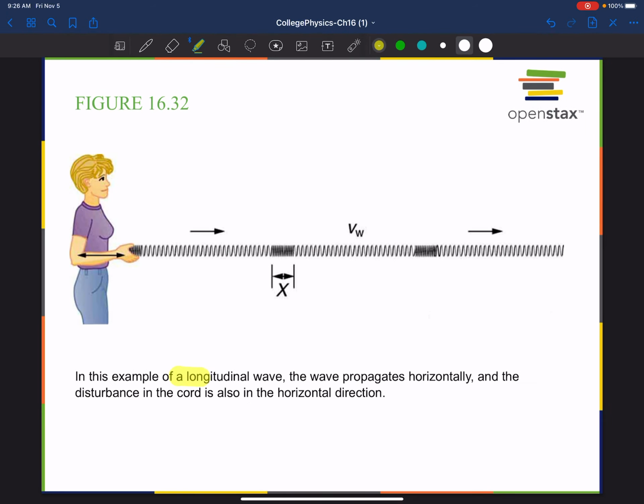On the other hand, we have a longitudinal wave, and here the wave moves horizontally and the disturbance is also horizontal. So this person is disturbing the spring in this manner, side to side, and the wave is traveling side to side as well.